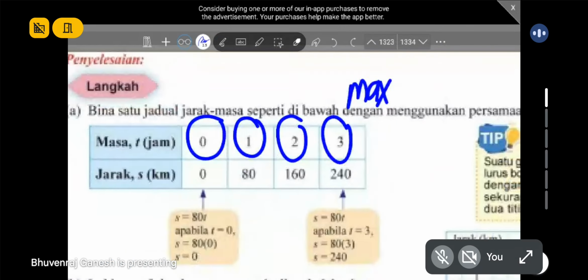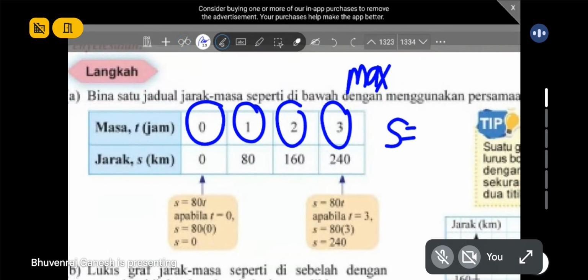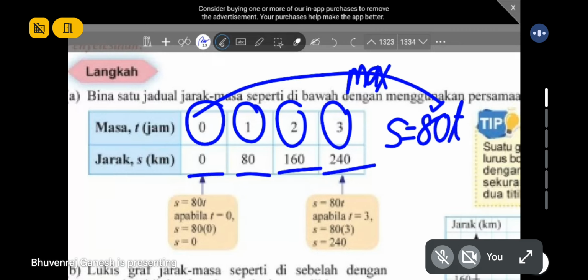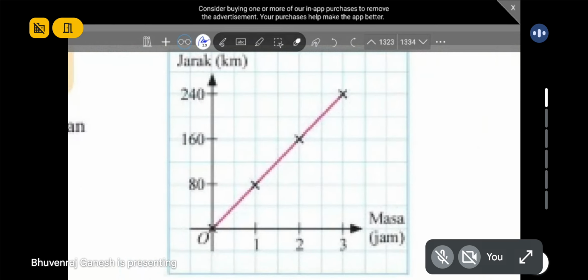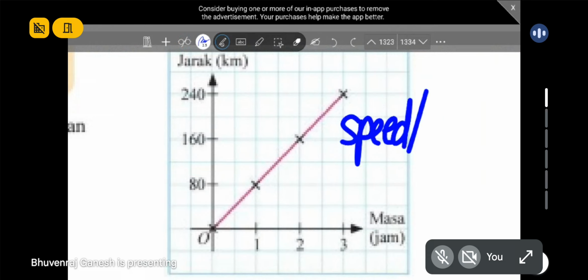Just the highest. And then you just use S equal to 80t. You can get all these values. Gantikan saja dan dapat jawapan. Just sub all the values inside. All right, so you will get this graph. This is your distance time graph. Jarak melawan masa.